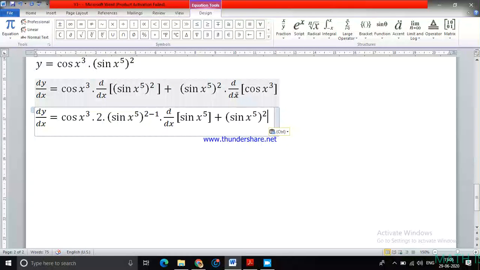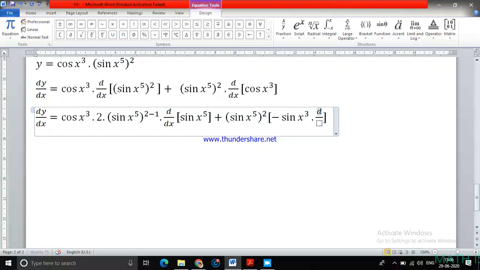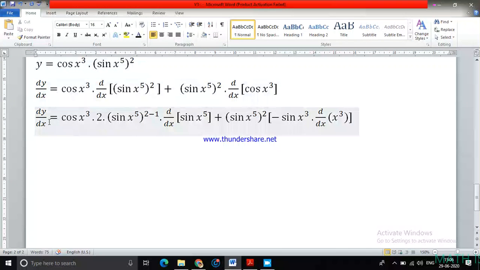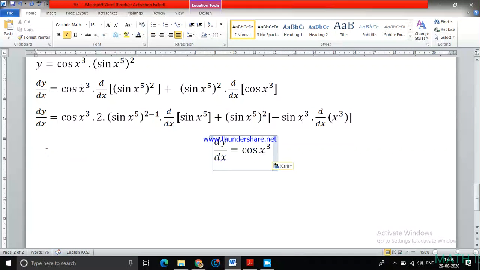Okay, next term is derivative of cos theta. Derivative of cos theta is minus sin theta, that is theta means x cube, into derivative of theta, that is d by dx of x cube. Okay, so here derivative of x cube will come. Next step I will write here, till this step will remain same here, control V.